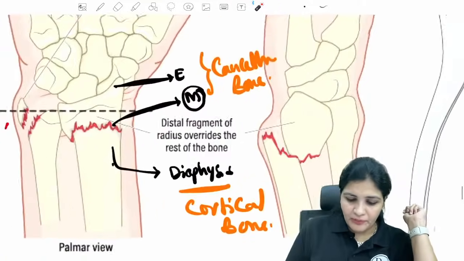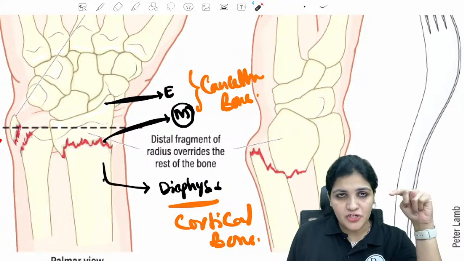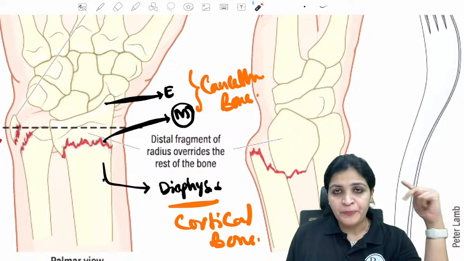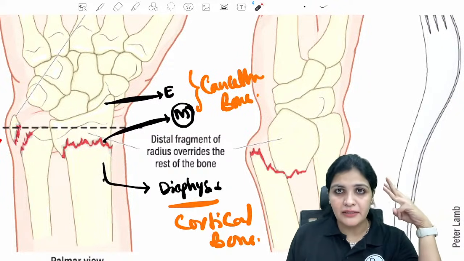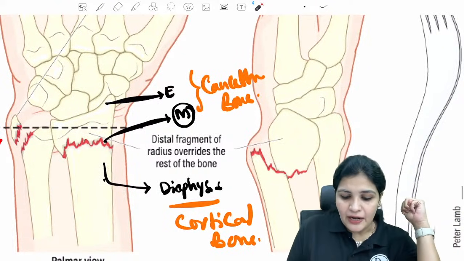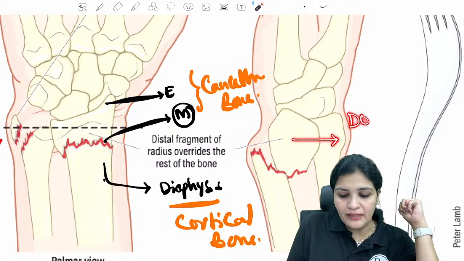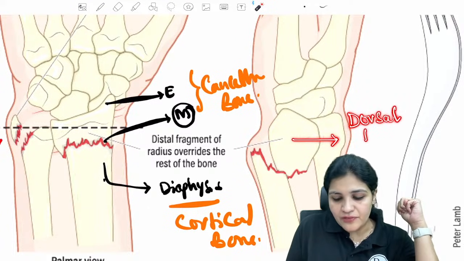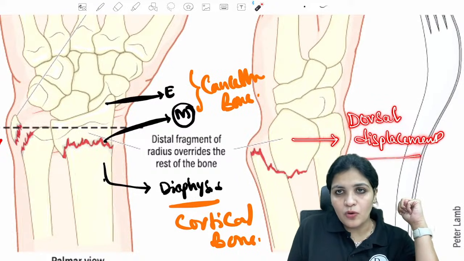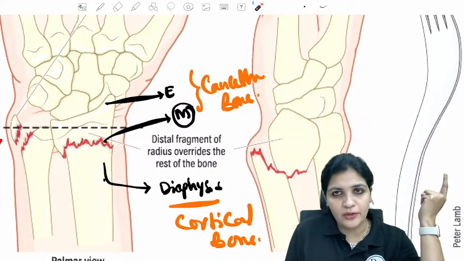Now what are we understanding here? We have understood the extra-articular fracture, we have understood the corticocancellous junction, and the third point you have to understand is the dorsal displacement. Very, very important. Only if this dorsal displacement is present do you call this a Colles fracture. Otherwise, it is not a Colles fracture.